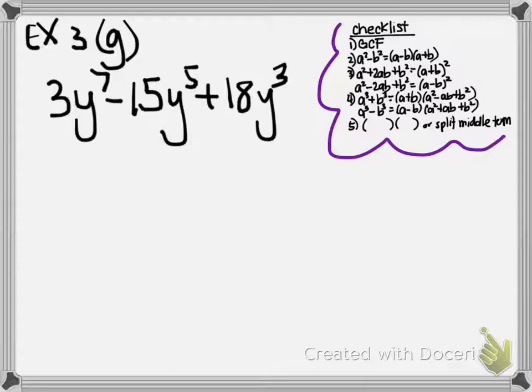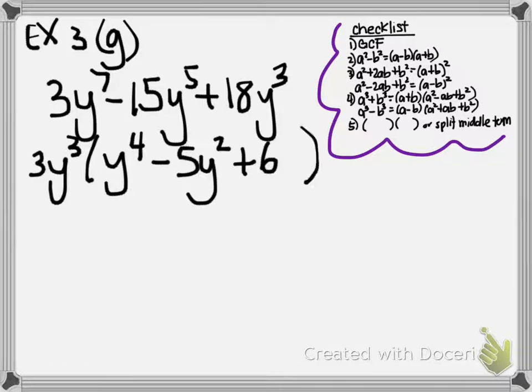Again, following my checklist for this one, I would factor out a 3 and y to the third. Each of these has that factor in common, so we have this left over. Now this one looks a little bit tricky, but if you take a look, whenever you have an even power here and it's half of that for the second term, this possibly can be written as two binomials, which is basically rule number 5.